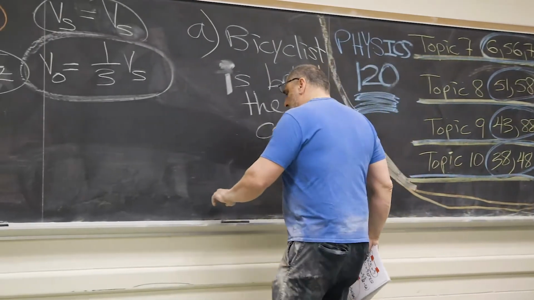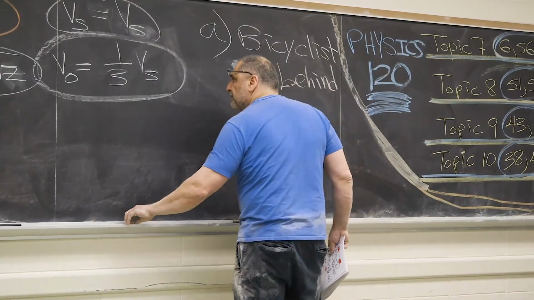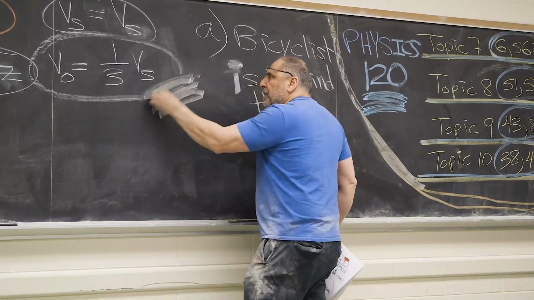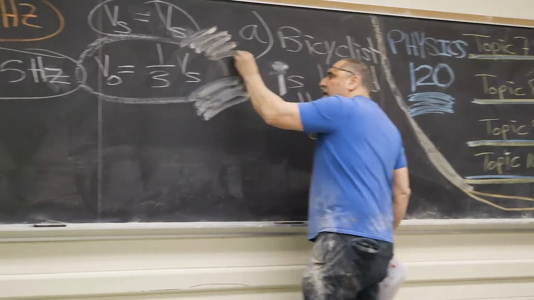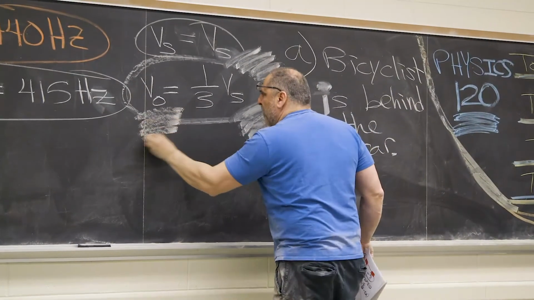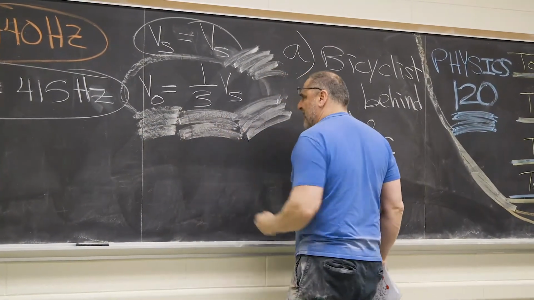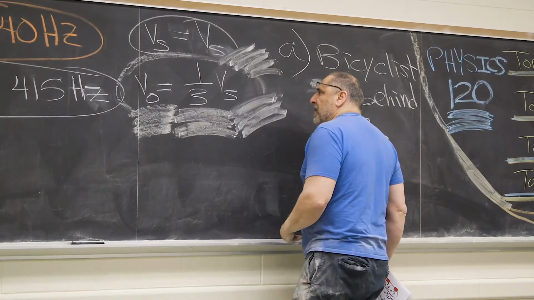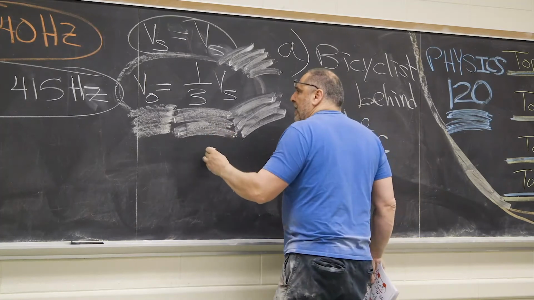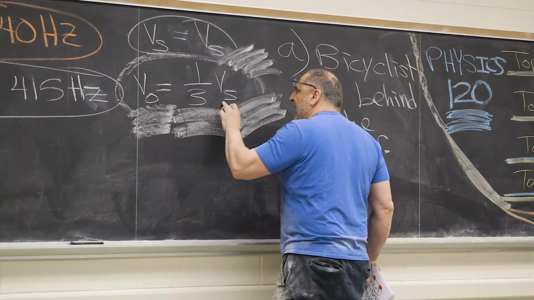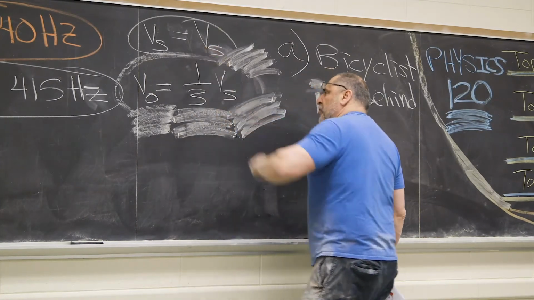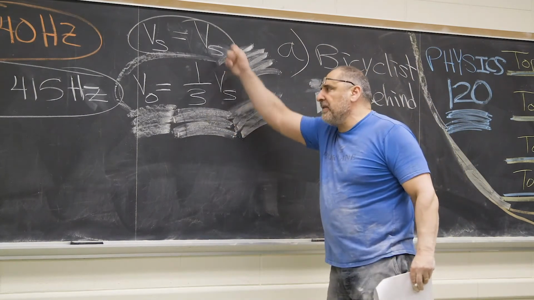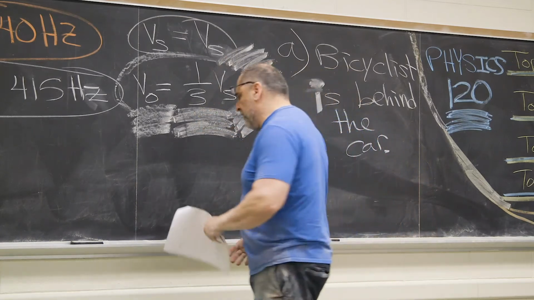All right. They told us this. We just got to be careful. The observer is the slow guy, he's the bicyclist. The guy giving off the source is the car. If the bicyclist is 1/3 VS in terms of speed, the source is 3 times faster because the bicyclist is going 1/3 the speed of the source. And then this is what happens.